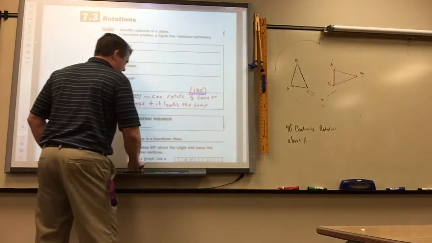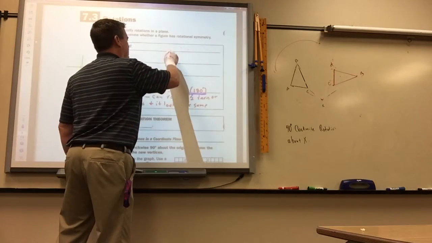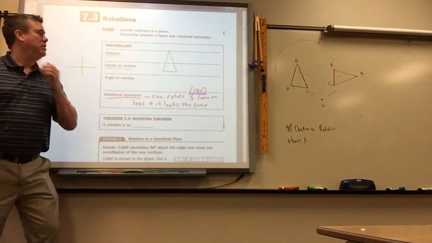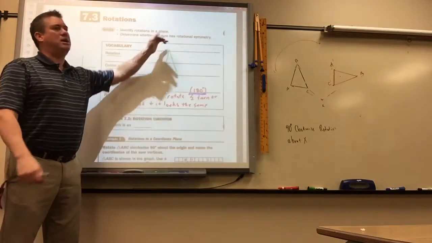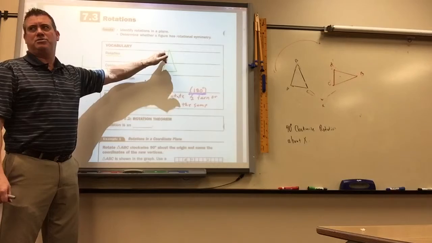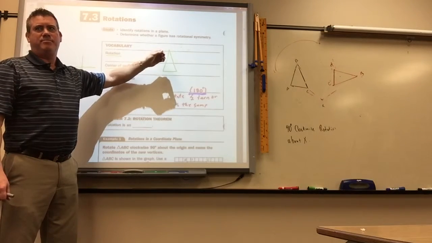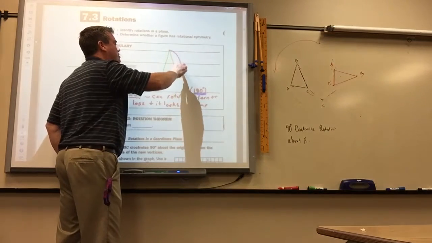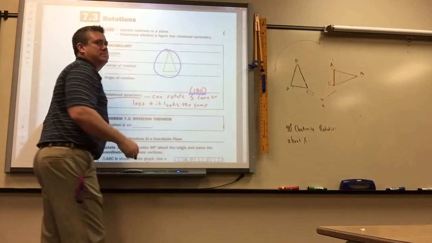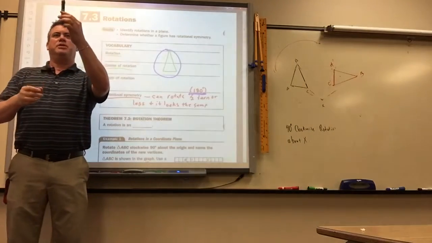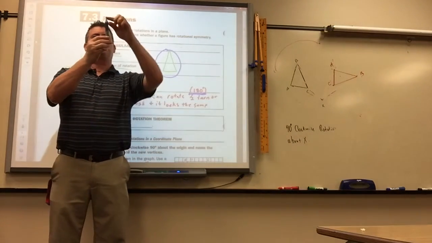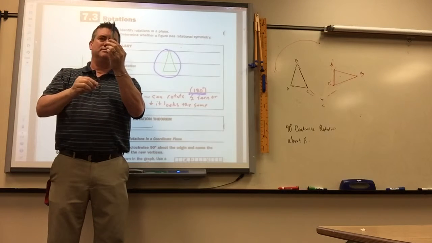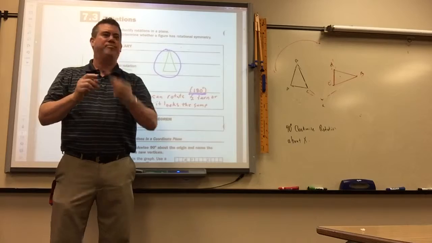If they had an isosceles triangle, does that have rotational symmetry? No. You'd have to turn this completely around 360 degrees before it would look the same. That's true, because this point wouldn't be on top again until it went all the way around up to there. This doesn't have rotational symmetry, because as I turn it, it still doesn't look the same till I get to there.